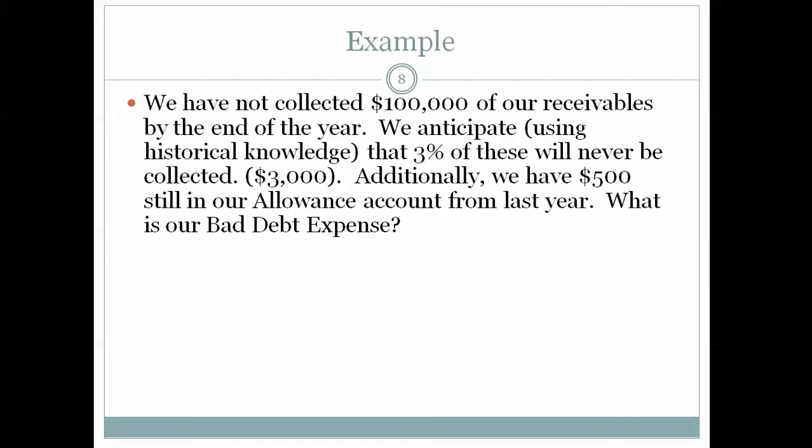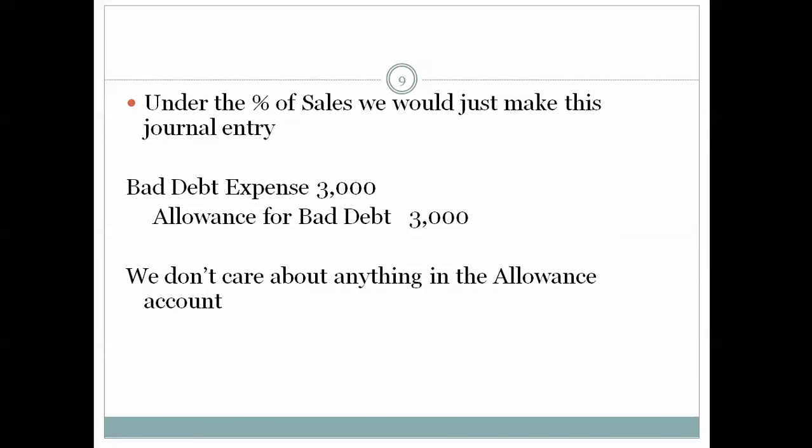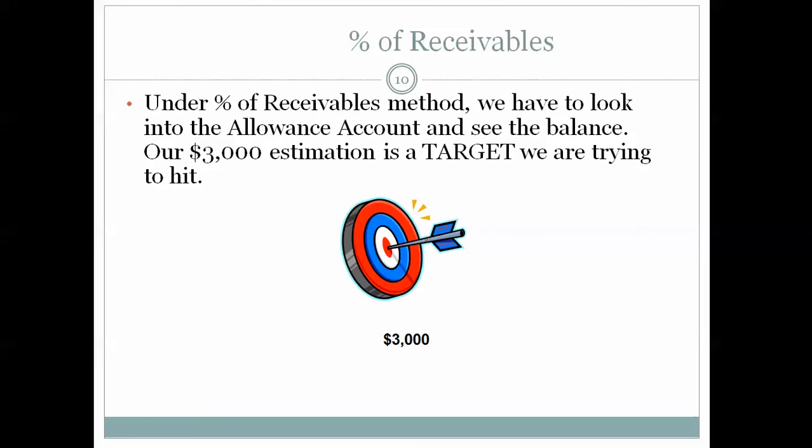Now, in the percentage of sales, we did not look to the allowance account. We simply would have adjusted for $3,000. But under the percentage of receivables, we're going to be looking at that and saying, oh, we've got $500 in the allowance account. What is going to be our bad debt expense? So under the percentage of sales, we would have just made this journal entry, bad debt expense $3,000, allowance for bad debt $3,000, and we wouldn't have cared. But under the percentage of receivables, we're going to look at that allowance account, and $3,000 is going to be a target we are trying to hit.